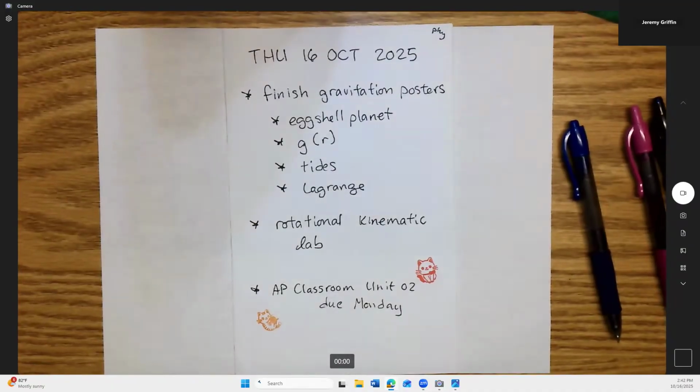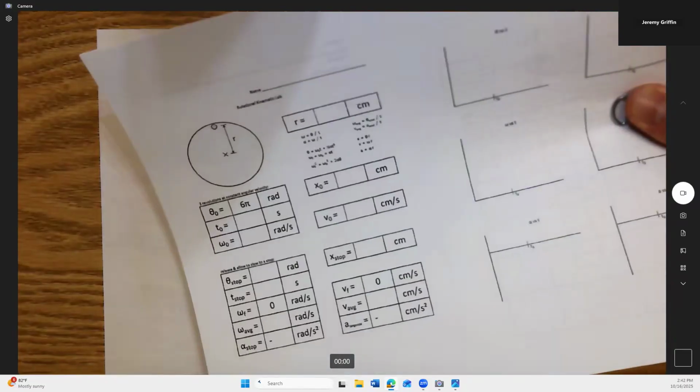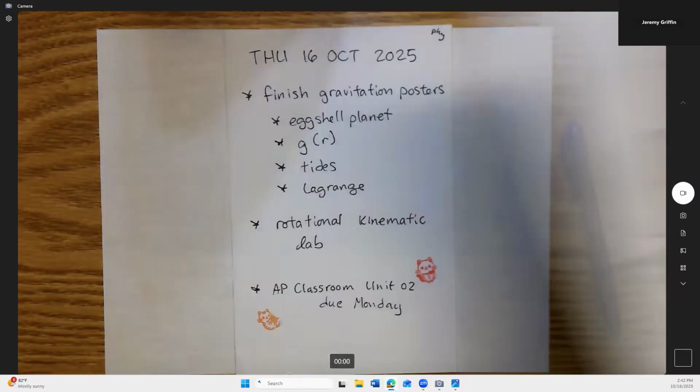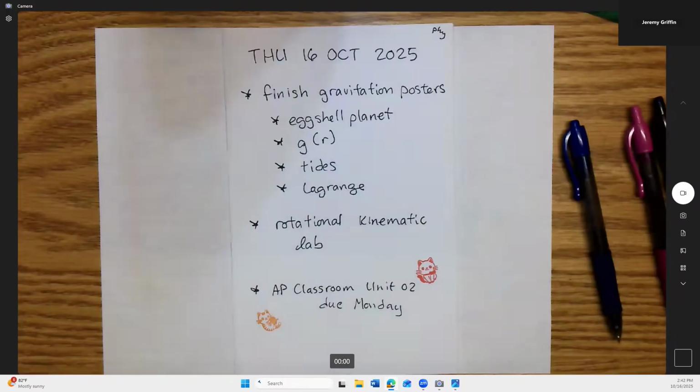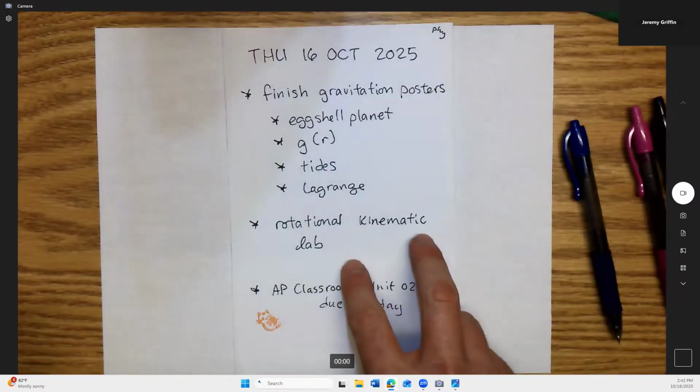Then I gave you guys this rotational kinematic lab paper. I guess you guys have that. And you guys have turntables. So near the end of class, we'll get started on that. We won't finish the whole lab today, but I'll walk you guys through. But we'll get it started if we can.